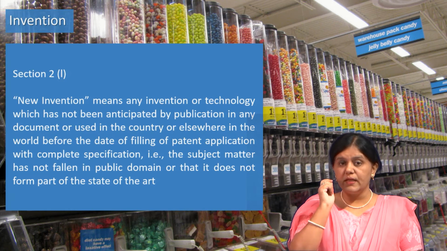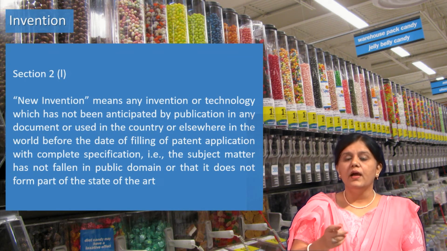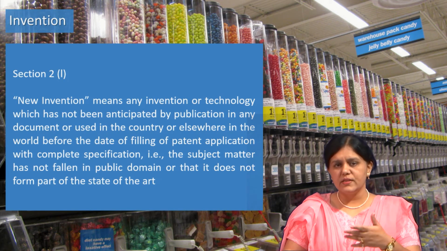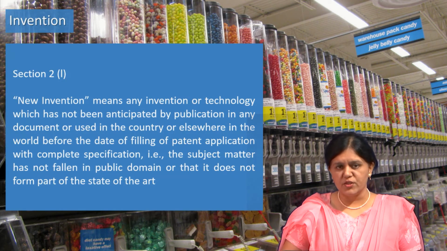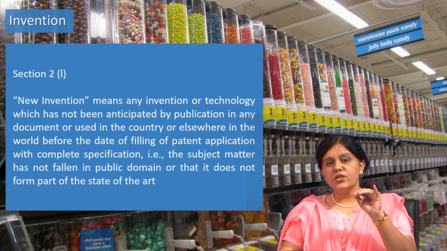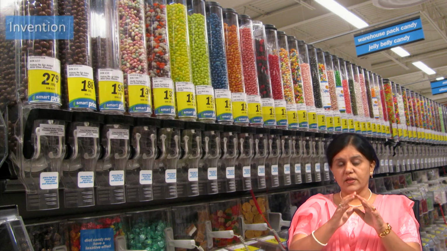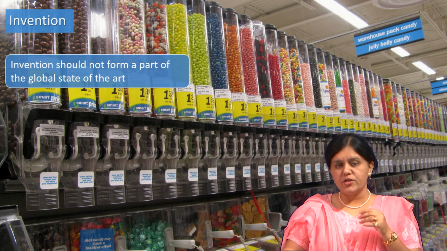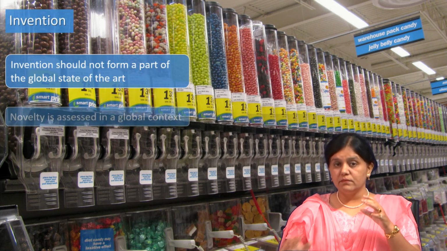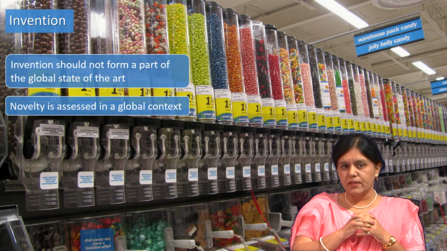Second, we have seen that industrial application is important, and then the third is non-obviousness, but that you will see in detail when you are dealing with the patent aspect. Now, this invention should not form a part of the global state of the art. When we are talking about novelty, as I have mentioned, novelty is assessed in a global context. We have to remember that particular thing.